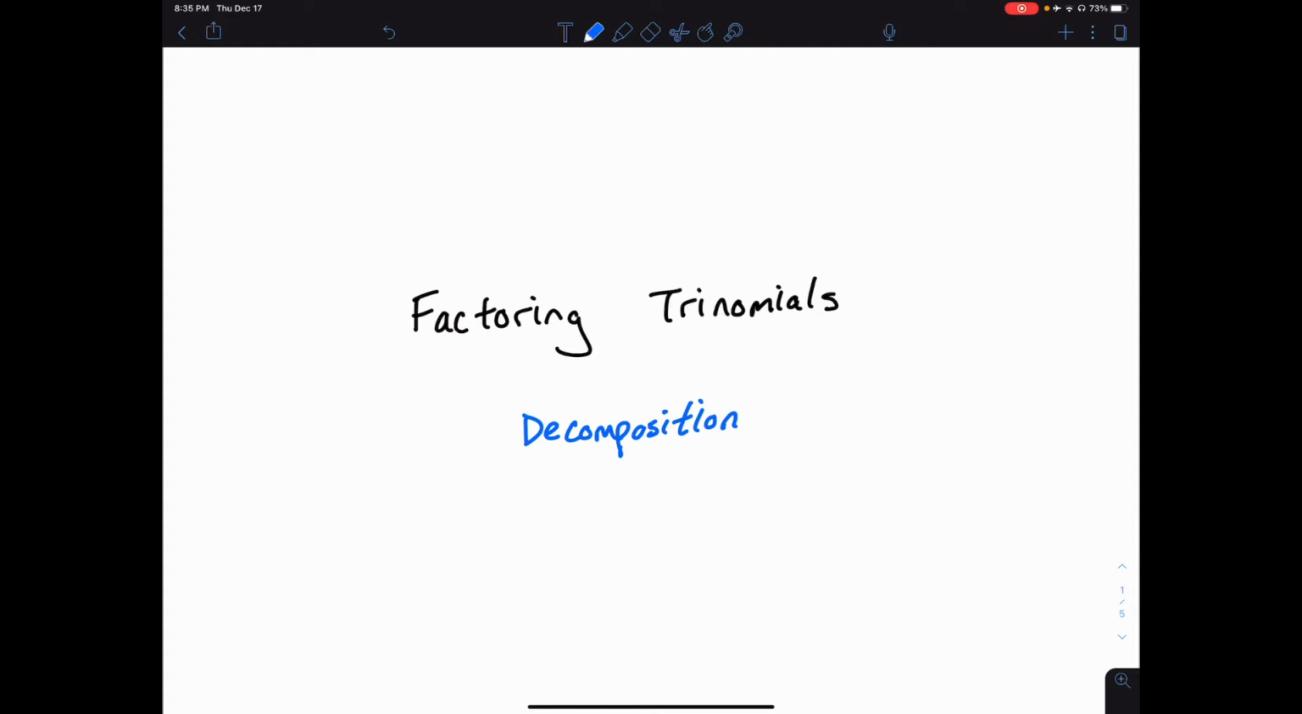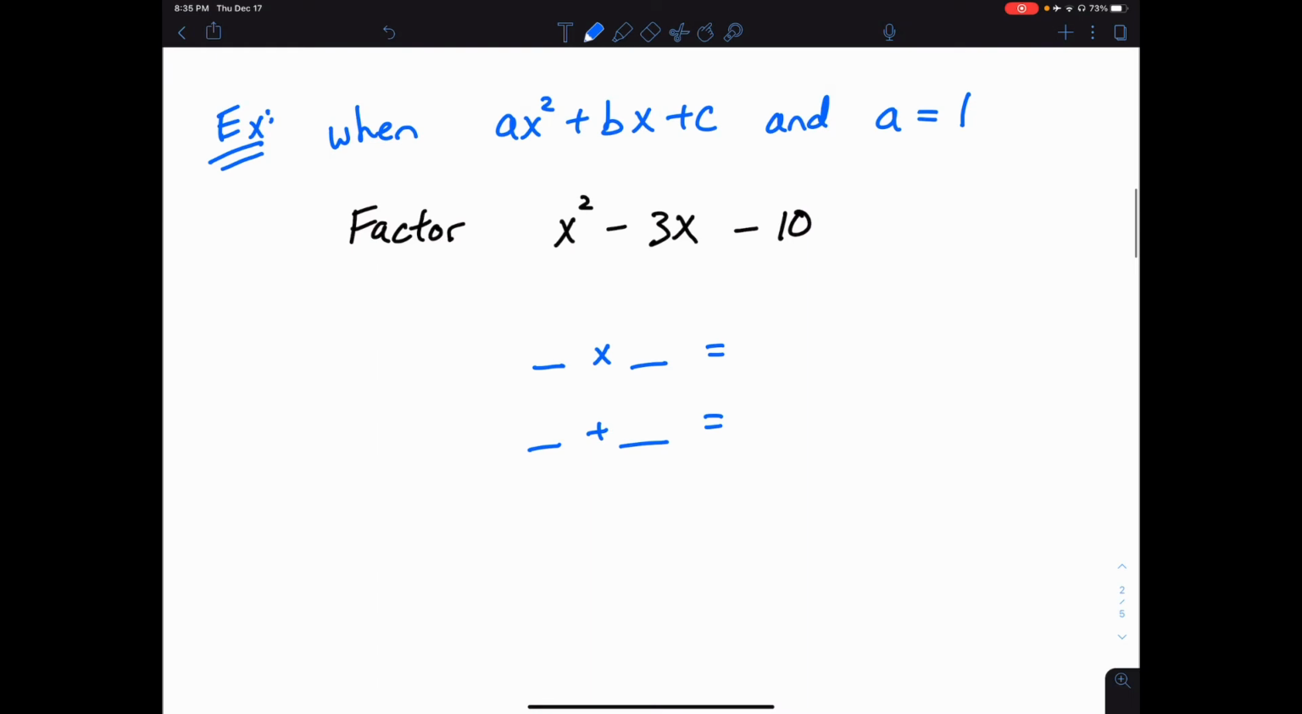Hello everyone, today we are factoring trinomials by decomposition method. So let's take a look at our first example, when a is equal to 1.